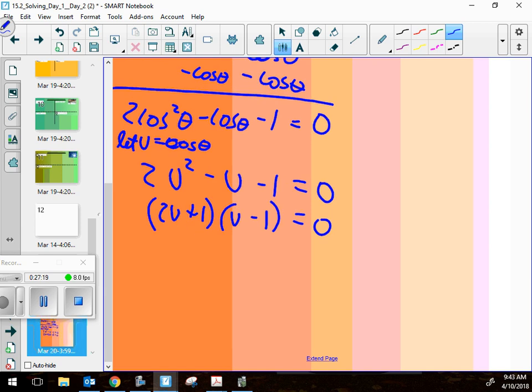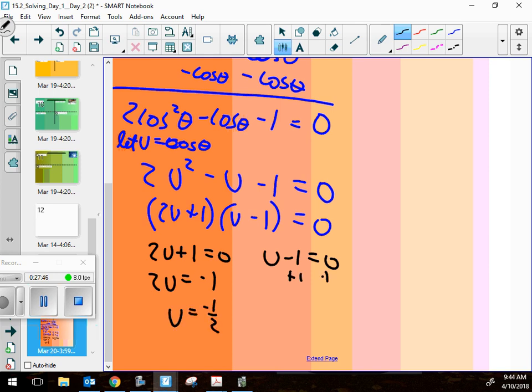There. That's why I spent so much time making sure we were good at factoring on the top 20. And those of you that didn't take the time to do that, now you're done. Because you can't factor this, you won't be able to do the problem. Okay, so now I set 2u plus 1 equal to 0 and u minus 1 equal to 0. Those are the two things that have to equal 0. So 2u equals negative 1, u equals negative 1/2, and then plus 1, u equals 1.